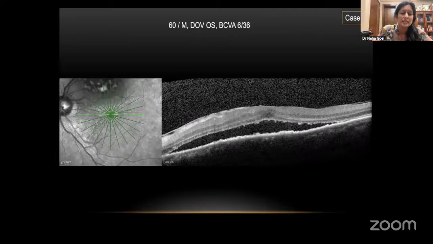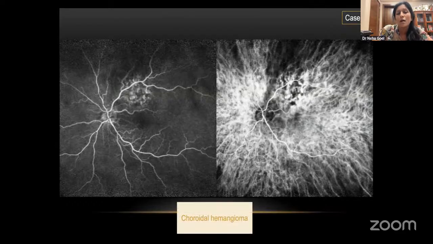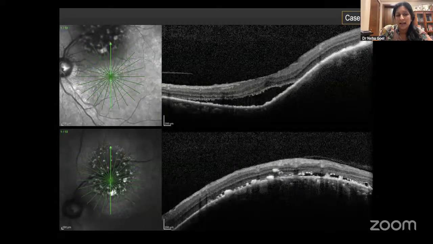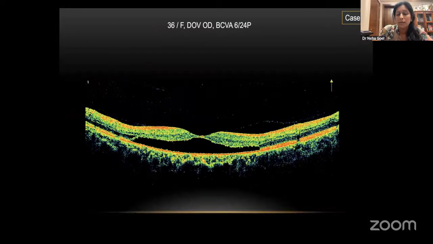Now, another case, again, you see a neurosensory detachment, you're tempted to label them as CSC. But apart from a clinical examination, even if you look at the OCT films yourself and not just a printout, you see this lesion here present superiorly. And this was actually a case of choroidal hemangioma with neurosensory detachment. OCT through the lesion also shows the elevation, and this is following PDT.